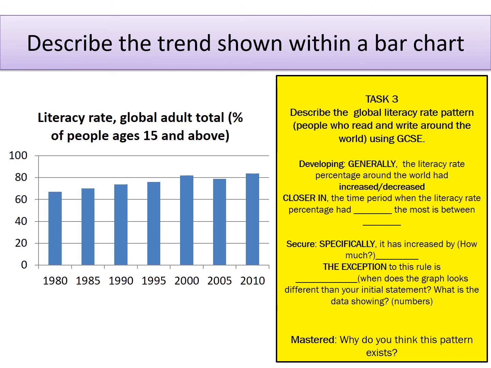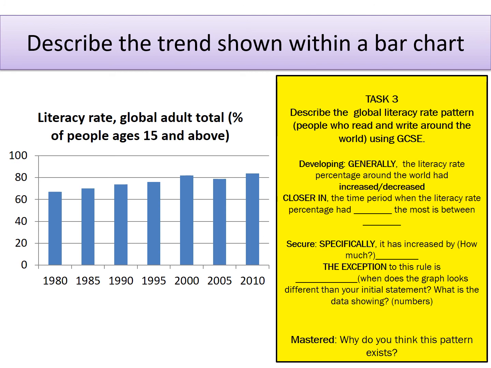For the developing task, you'll have to give the general trend. So has the literacy rate percentage around the world increased or decreased? You'll have to also look closer in and describe the time period when the percentage had increased or decreased the most. So what are the years?